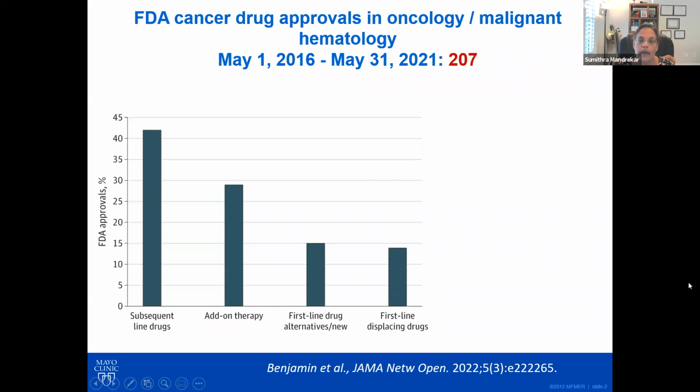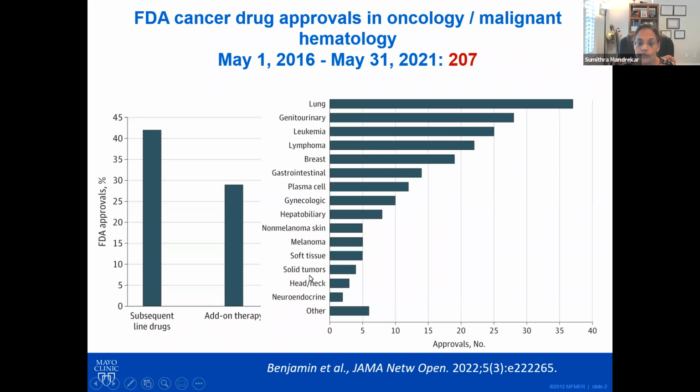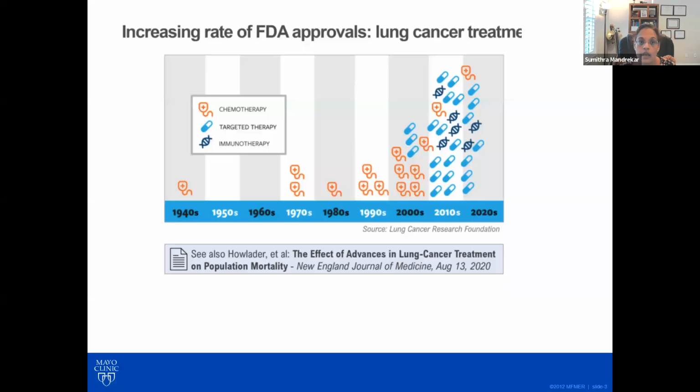As some of you might be aware, there has been a surge of approvals of agents in oncology. As you can see here, between 2016 and 2021, we've had over 207 FDA approvals for drugs, either subsequent line, add-on therapy, first-line drugs, or first-line displacing drugs, in a number of tumor types, as you can see on this screen.